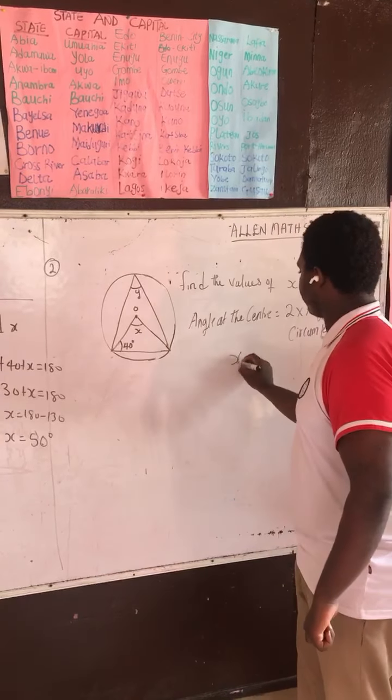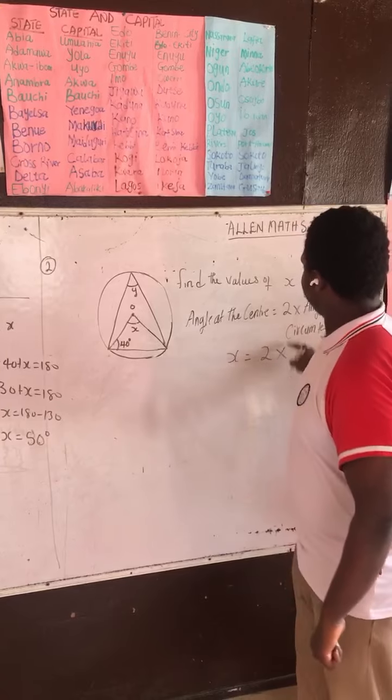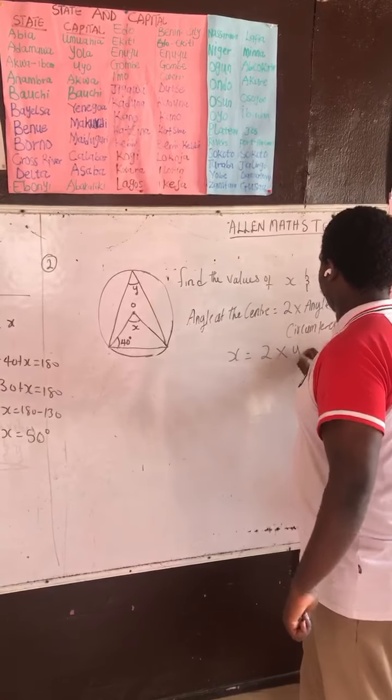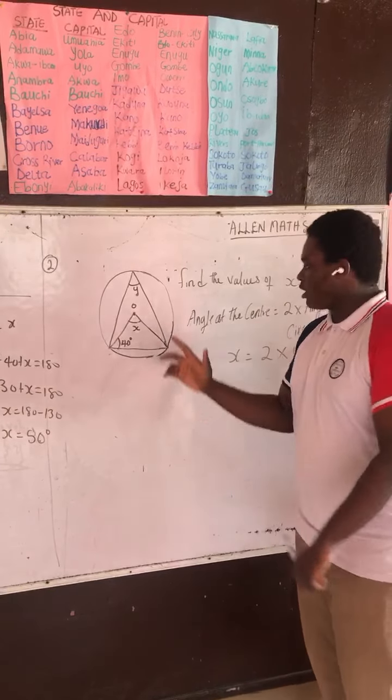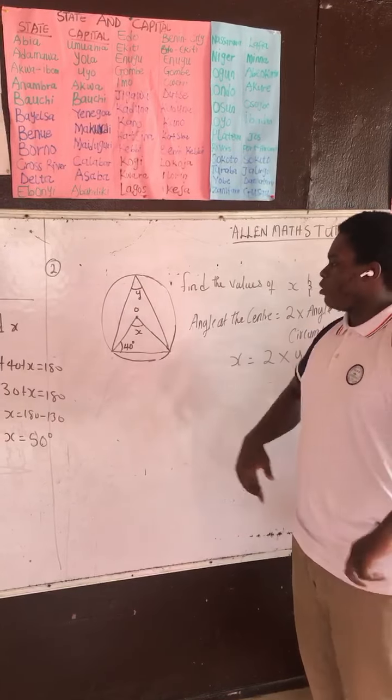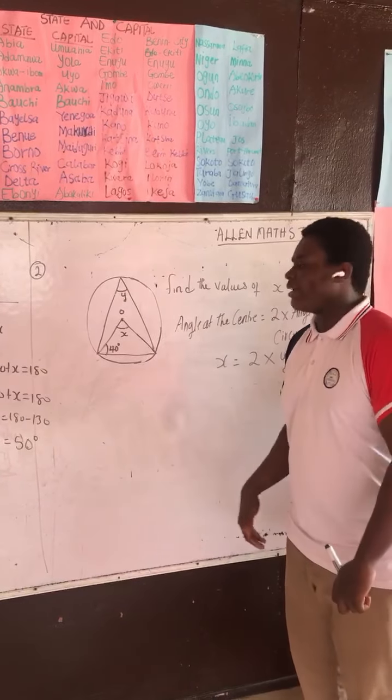Which I can say, what's the angle at the center? X. So I can say x is equal to 2 times. What's the angle at the circumference? Y. Now, what's the relationship between x and what? Y. So now, how do we find x? How do we find y?